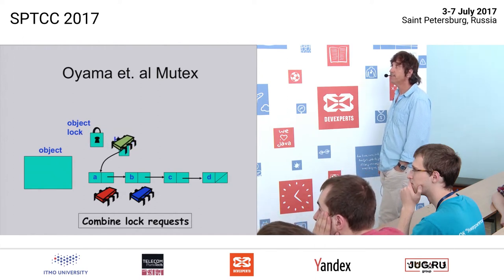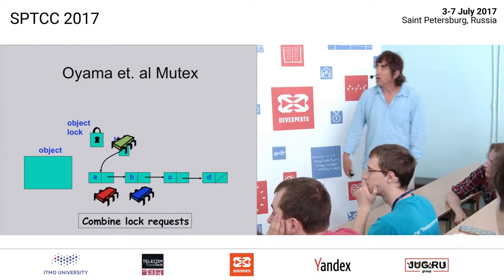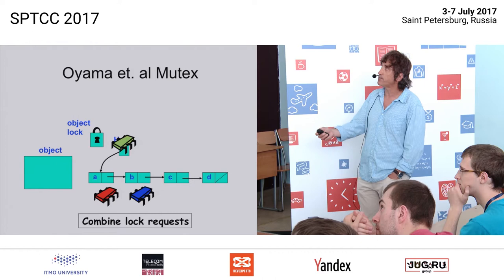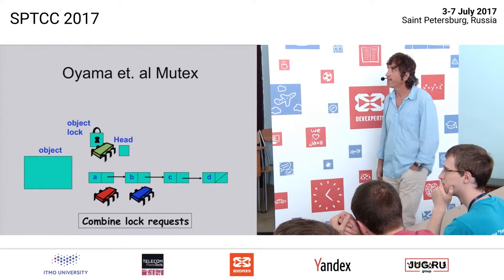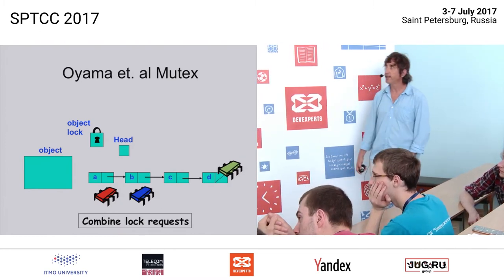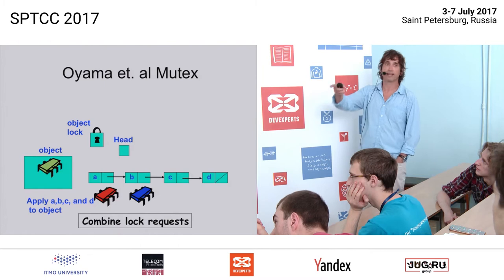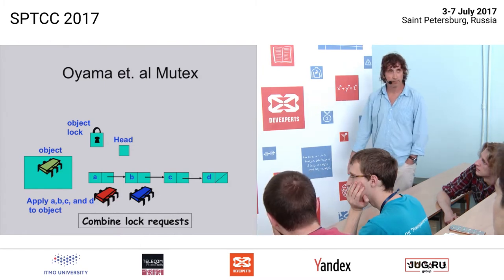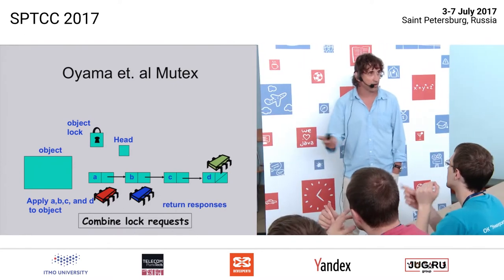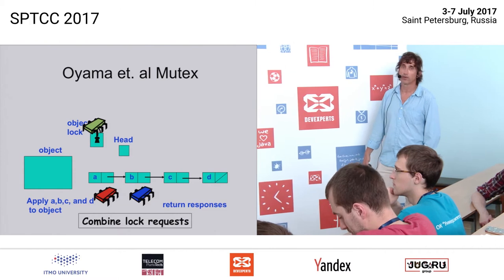Now, this guy that got the lock, before going into the critical section, collects all the requests of everybody else. Let me just say this again. He disconnects the pointer so nobody else can see these requests, and then he grabs all these requests and applies them to the data structure. So this one guy applies all the operations to the data structure. And then he returns the answers to all the guys in the list. He knows who they are because he collected them from the list. And then he can release the lock.